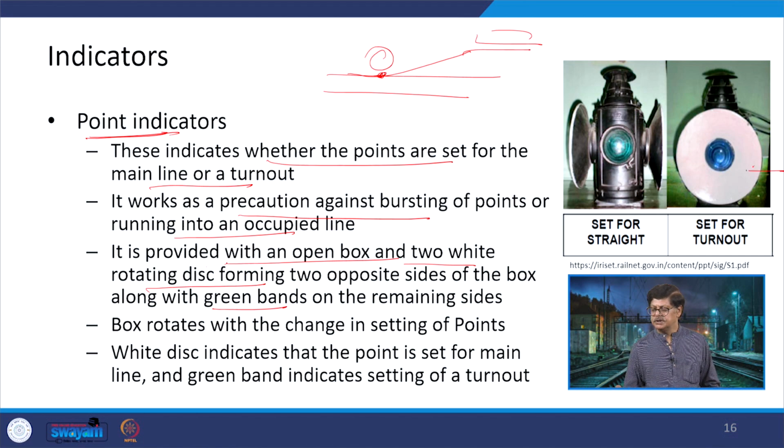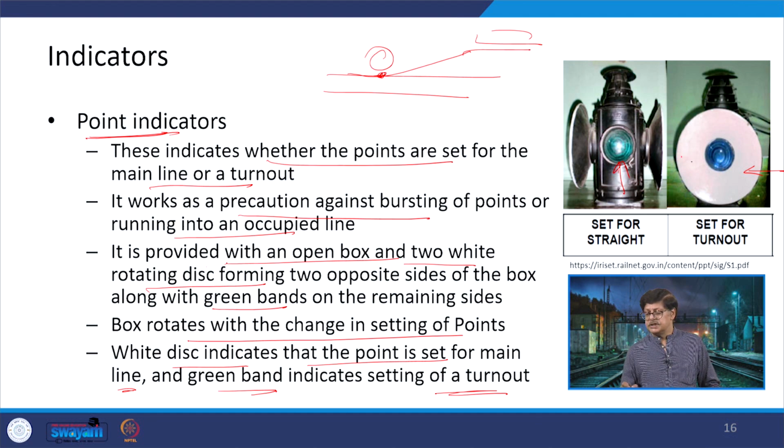On one side you can see this is the type of rotating disc, whereas on the other two sides there will be this green band. So, four sides are there, two sides with green, two sides with white. The box rotates with the change in the setting of points. So, this keeps rotating, and on the basis of this rotation the color codes will come. A white disc indicates that the point is set for the main line, and a green band indicates that it is set for a turnout. That is how the information goes to the pilot.